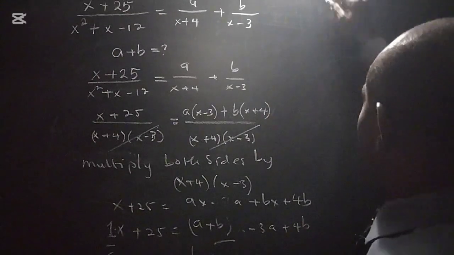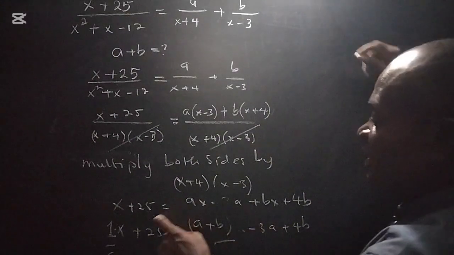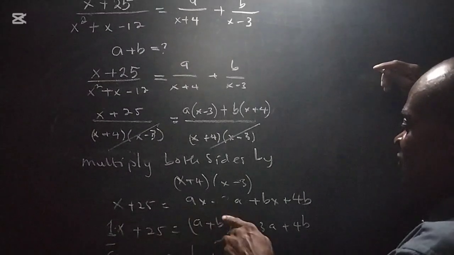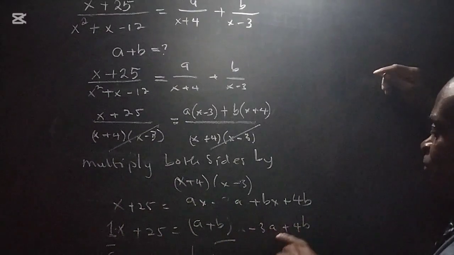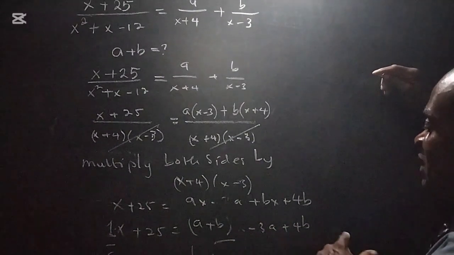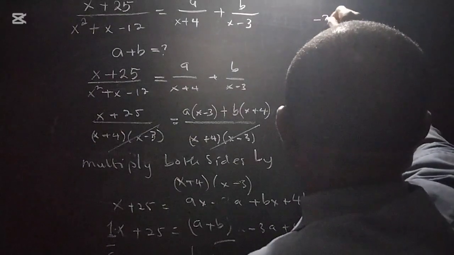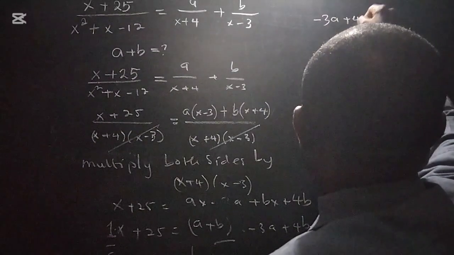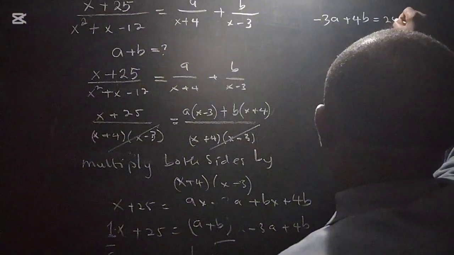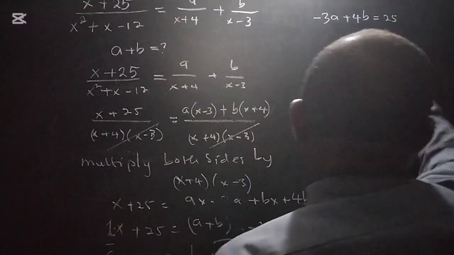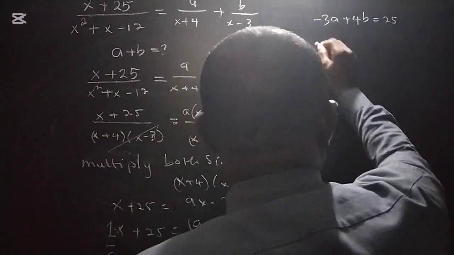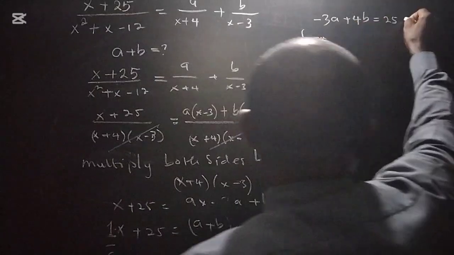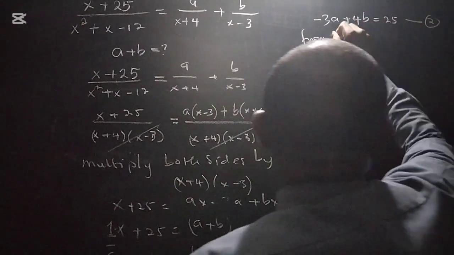So the next thing, our equation 2, we compare the terms without x, 25 at the left hand side and then minus 3a plus 4b at the right hand side. So we have minus 3a plus 4b equals 25. All right, we call this one equation 2.